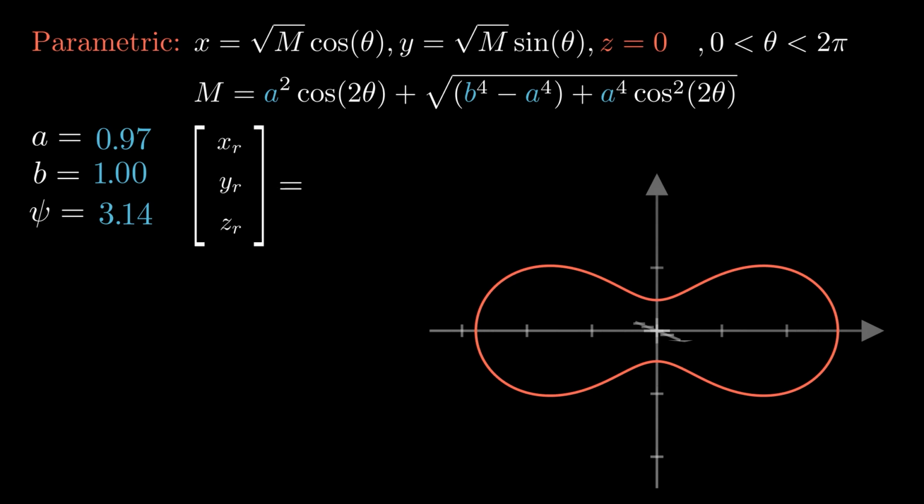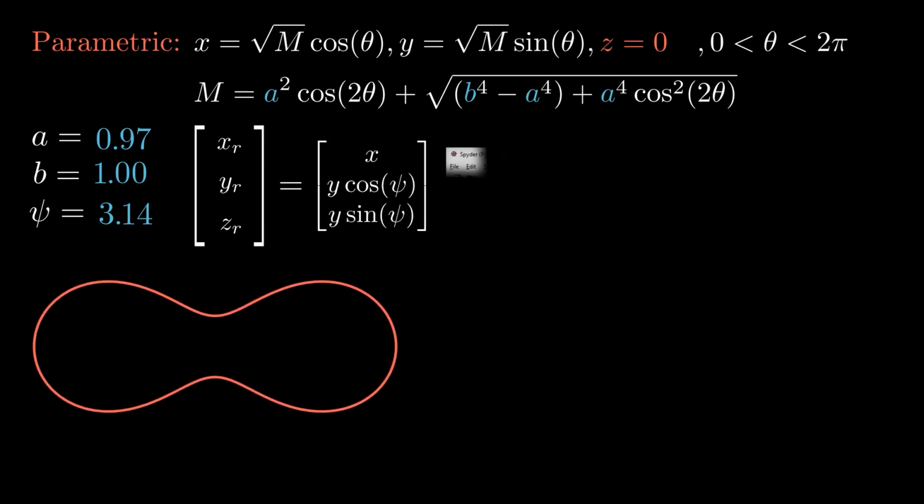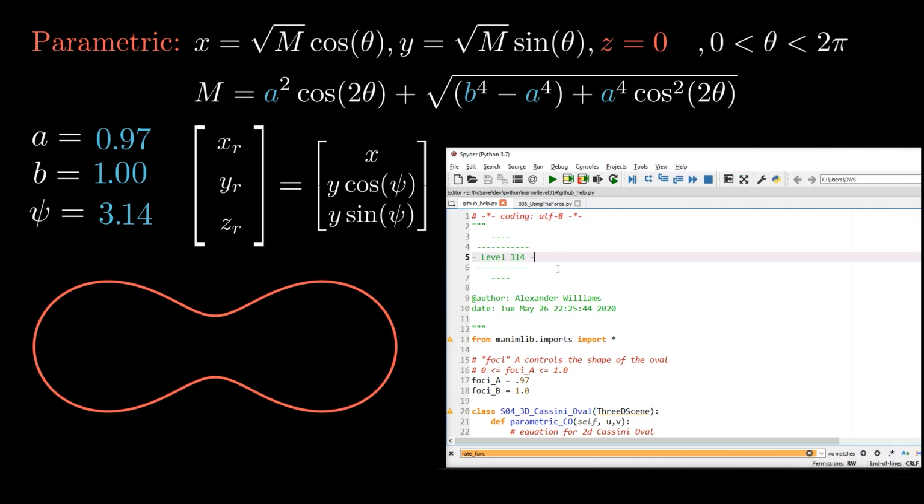So to figure out what that x, y, and z are, we'll start out with our x, y, and z from our 2D representation. In 2D, z is 0. And then we multiply that by a standard x-axis rotation matrix. When we do that product, we end up with this solution. So now we know how to calculate the parameters for any values of theta and psi here. We just need to put it into code.